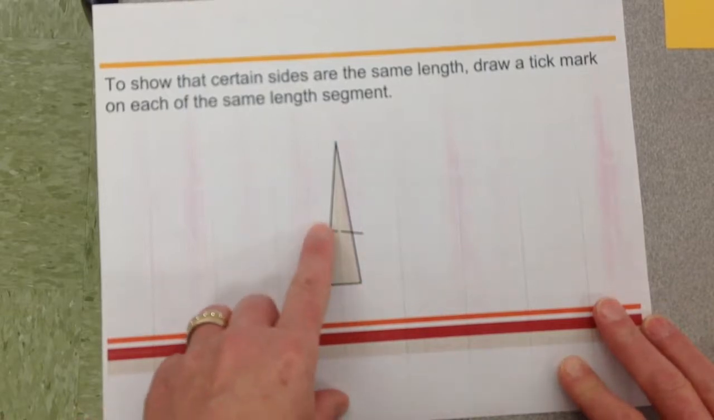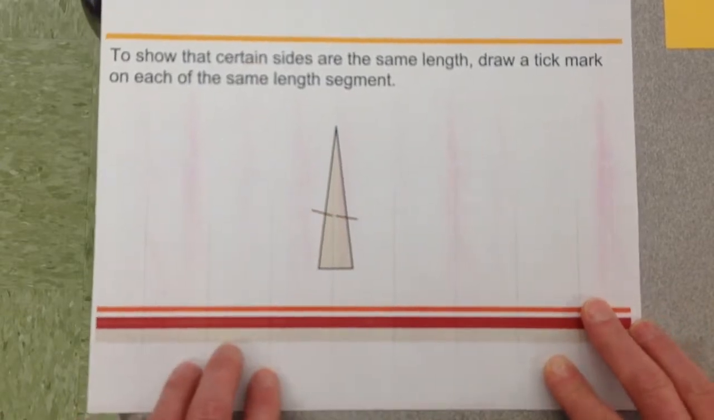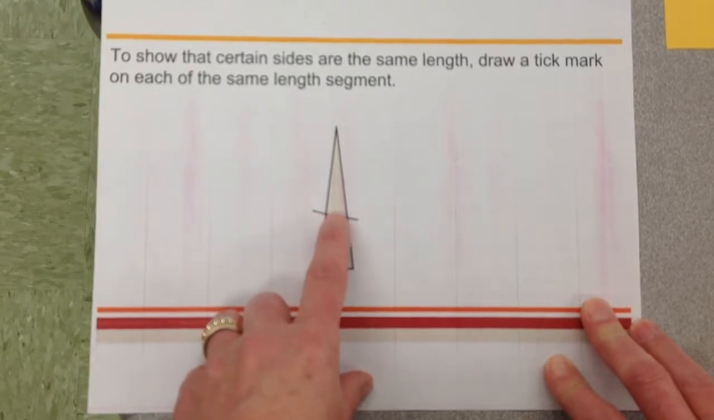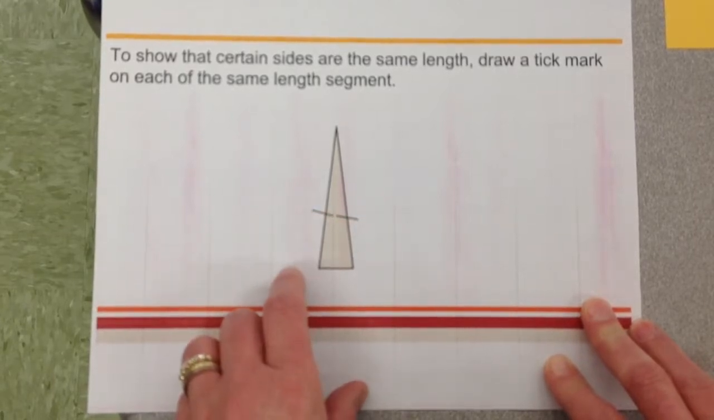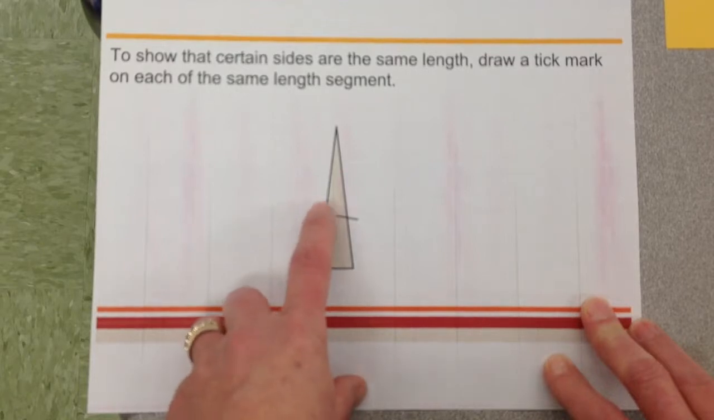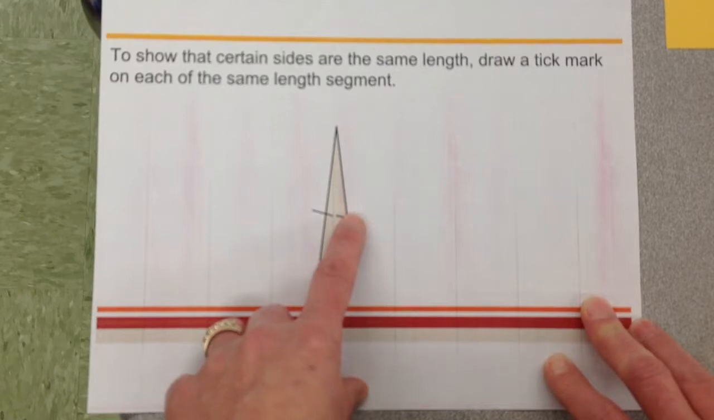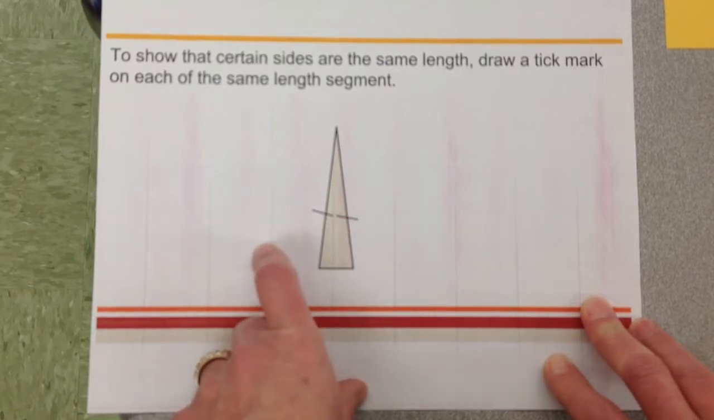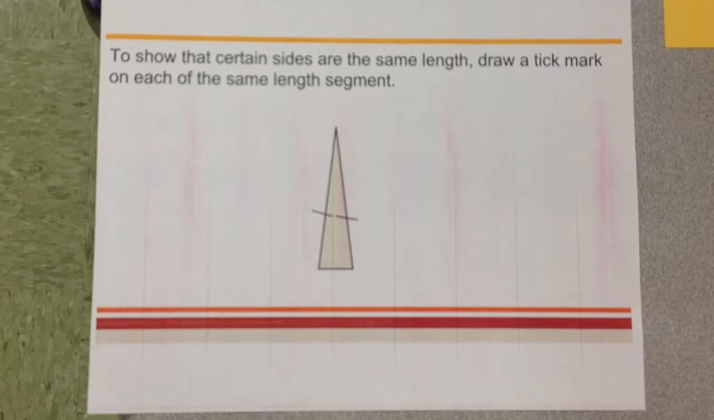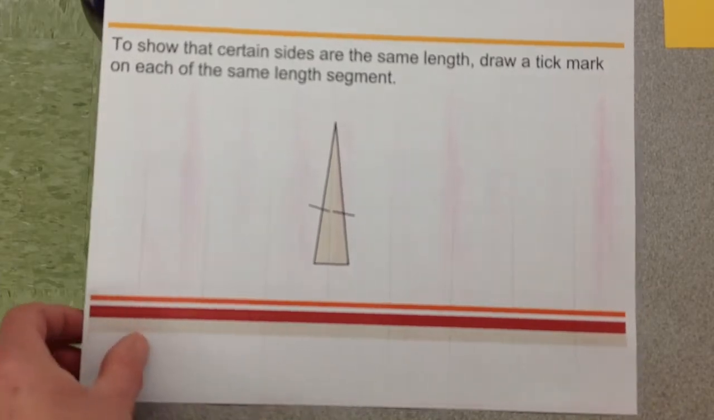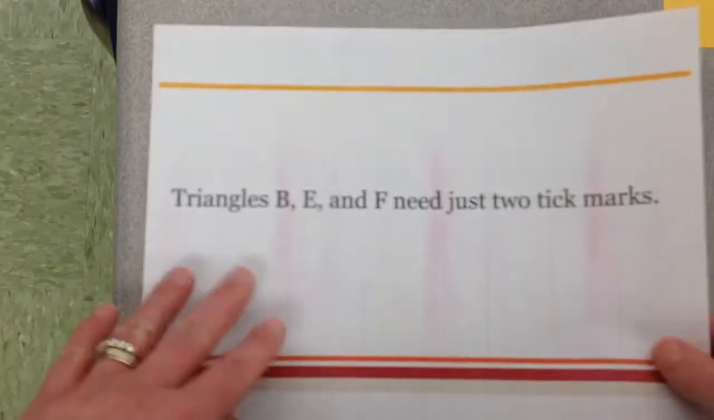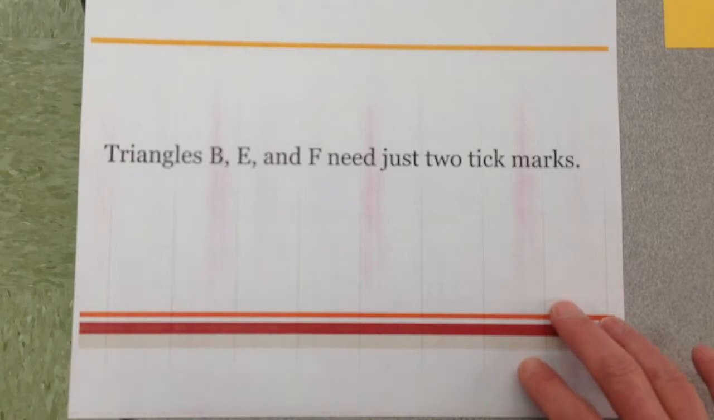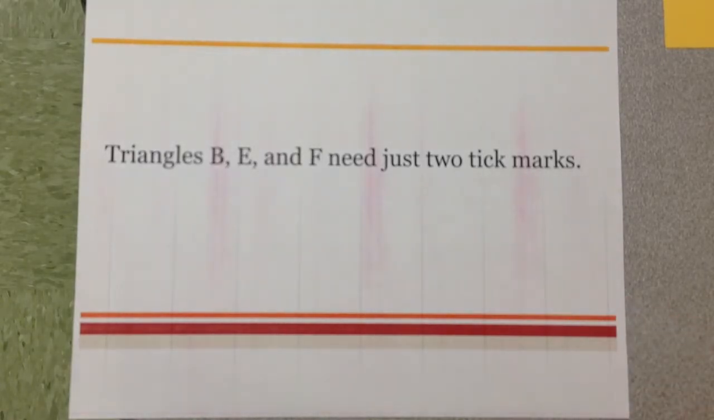Here's what I mean by a tick mark. These 2 segments are equal, so you put just a little line. It's called a tick mark. Okay, so on an equilateral triangle, we'd see all 3 sides with a tick mark. On an isosceles triangle, we'd see 2 tick marks because there's 2 equal sides. And on a scalene triangle, we would not do anything because there are no equal sides. Triangles B, E, and F, they need just 2 tick marks because they are isosceles with 2 equal sides.